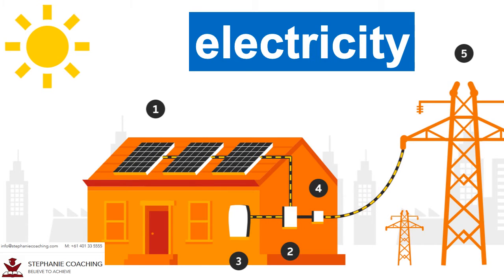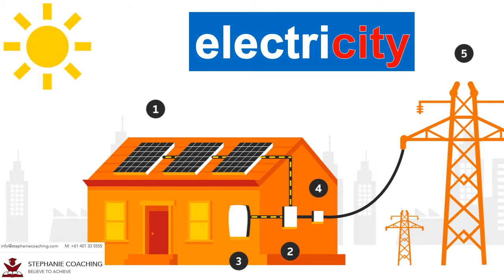Word number 15 is electricity. For lights to work in your house, you will need electricity or power to generate the lights. Electricity means power. For example, without electricity, our entire city will be pitch black at night. Can you see the word city in the word electricity?